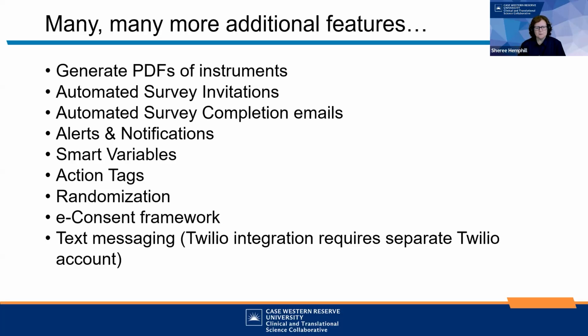There's randomization. I'm skipping a couple of these. There's a randomization module in REDCap that you can use for randomizing participants to a group. And there's an e-consent framework that's a little bit involved, and Case does recommend using that. UH does as well. And text messaging is another option. That's something that costs money, though. You have to have a third-party account. Twilio is the main company that they use. There's a couple others as well, but Twilio is by far the one people use, and it costs money per text. I think it's pretty low, but that's another option.